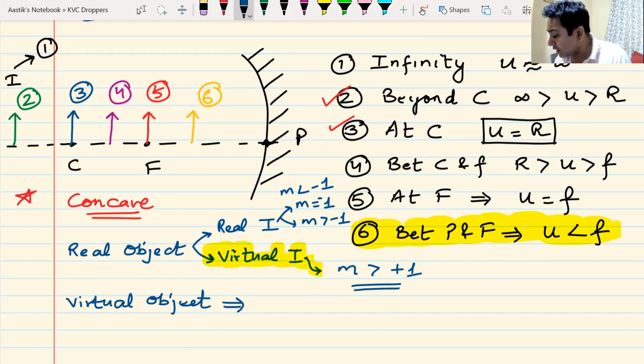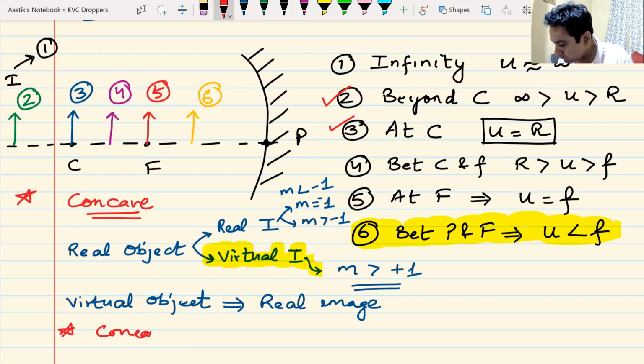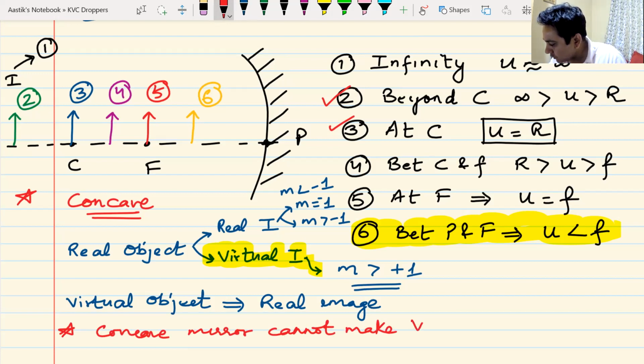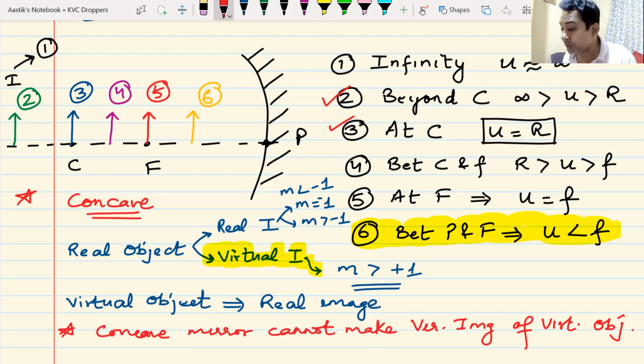For a virtual object, a concave mirror can only form a real image. It cannot form a virtual image. That is what you need to remember. A concave mirror cannot make a virtual image of a virtual object. Can you remember all these things that I have told you?